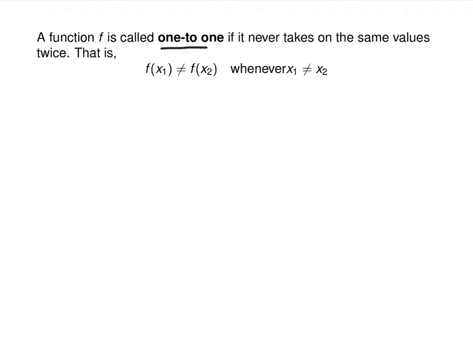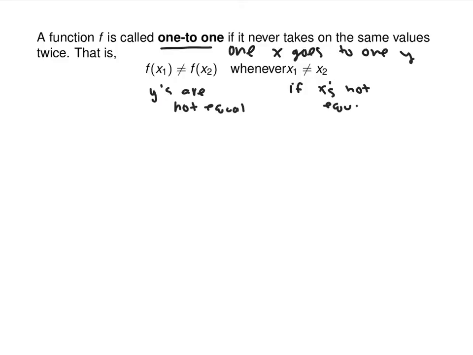Okay, so a 1-to-1 function means that 1 x goes to 1 y. That's kind of where the word comes from. In other words, the y's are not equal if the x's are not equal. That's what that second statement says. Your y's are different if your x's are different. So is that true for x squared? Are the y's different whenever the x's are different? In other words, can you think of an example where the x's are different, but the y is the same?